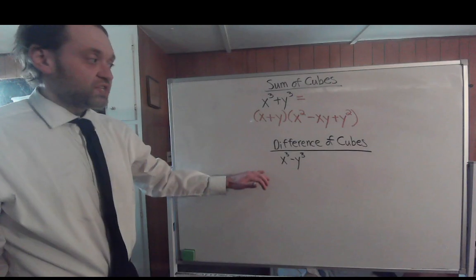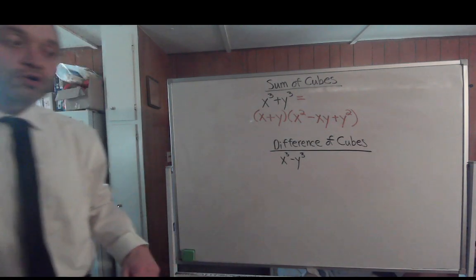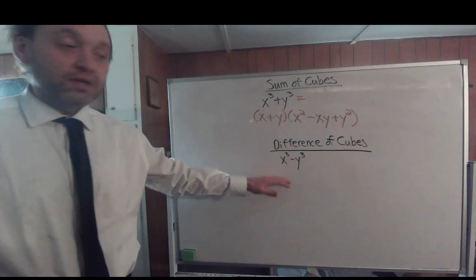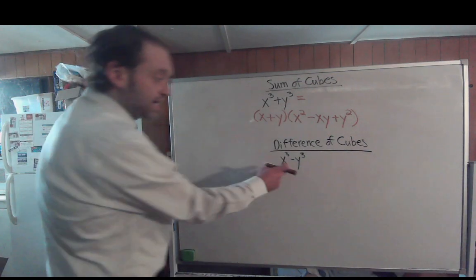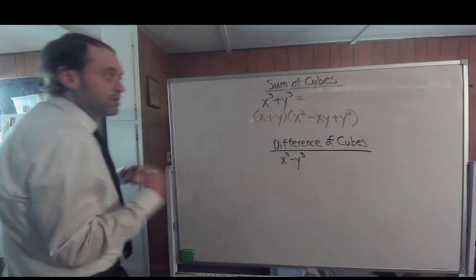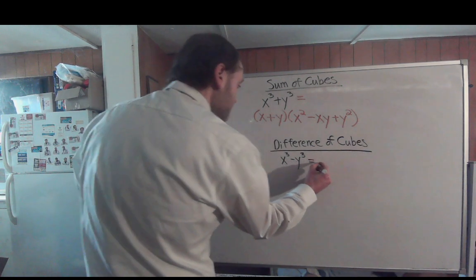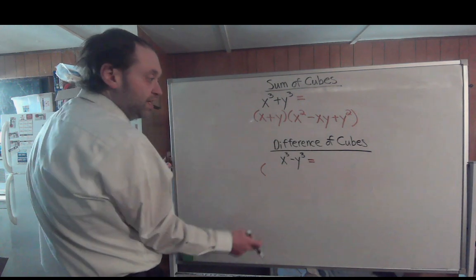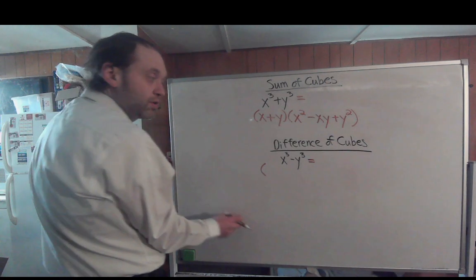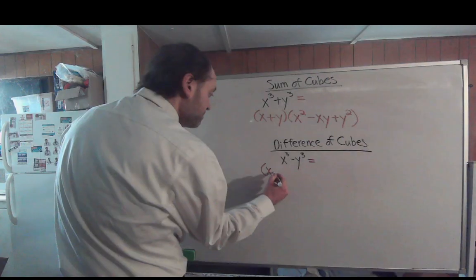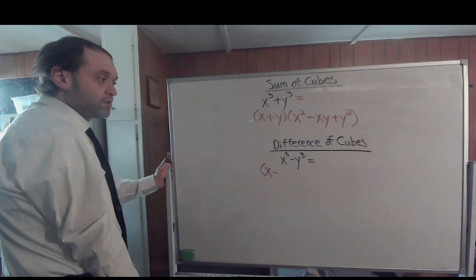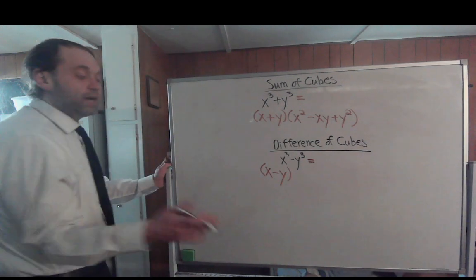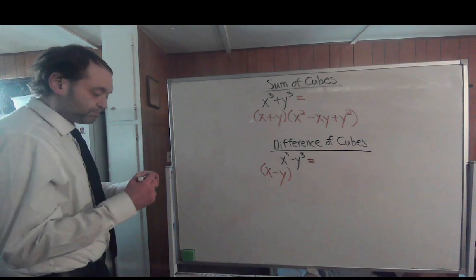Now, it works much the same way with the difference of cubes. So, if I have one term raised to the third power subtracted from another term raised to the third power, such as x to the third minus y to the third, it's going to work much the same way. So, we're going to take the cube root of each of these. So, what's the cube root of x to the third? It's just x minus the cube root of y to the third. Well, that would be y. So this time you'll have the quantity of x minus y for your first factor.